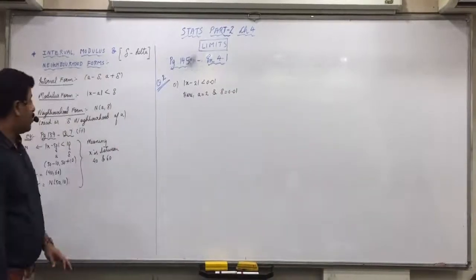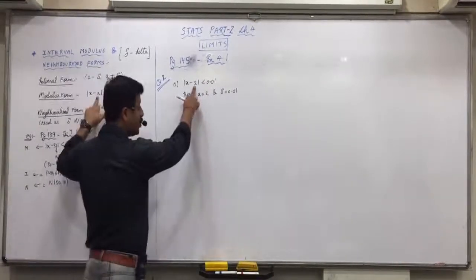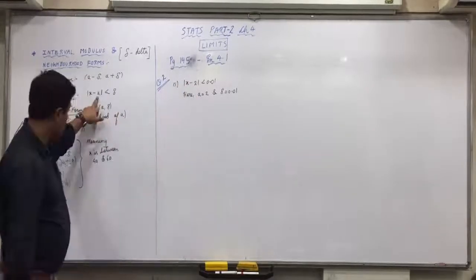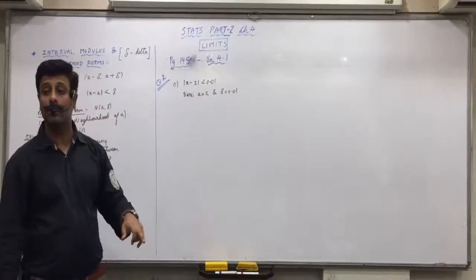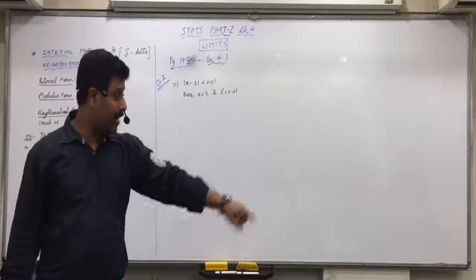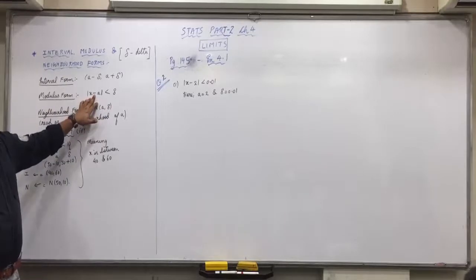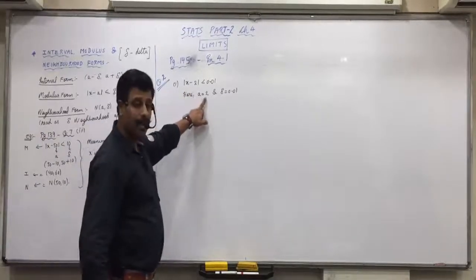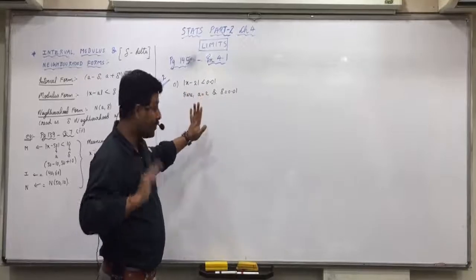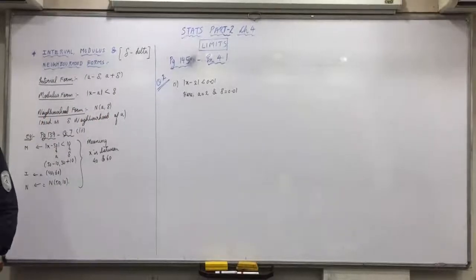Because how do we write modulus form? Modulus x minus a less than delta. This number is a, which is 2, not minus 2, okay? Minus a means a is to be taken as 2 only. If it was given plus 2, then a is minus 2, like we had in the last question. So it's the opposite sign. If it's minus, then a is positive. If it's positive, then a is negative. Keep it in mind. And delta is directly 0.01. Raise your hand who did not understand this.